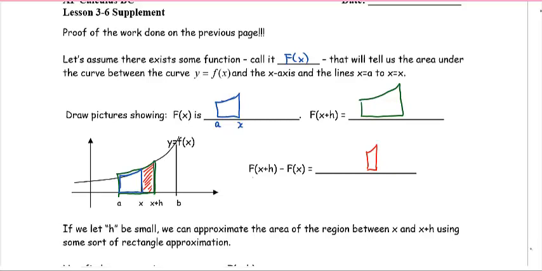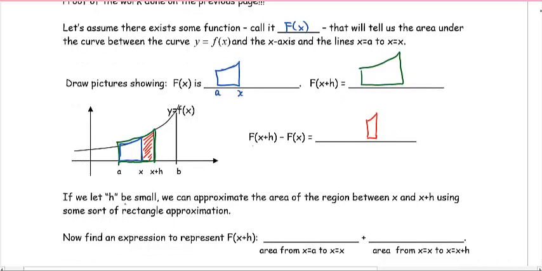Now, if we let this h value be really small, where have we seen that concept before? If we let h be really small, we can approximate the area of the region between x and x plus h, that's the red region, using some sort of rectangle approximation. Because if you visualize this and it gets really, really small, that slanted piece up here becomes almost like a straight line. So I'm saying if it's small enough, this shape actually approximates into a rectangle.